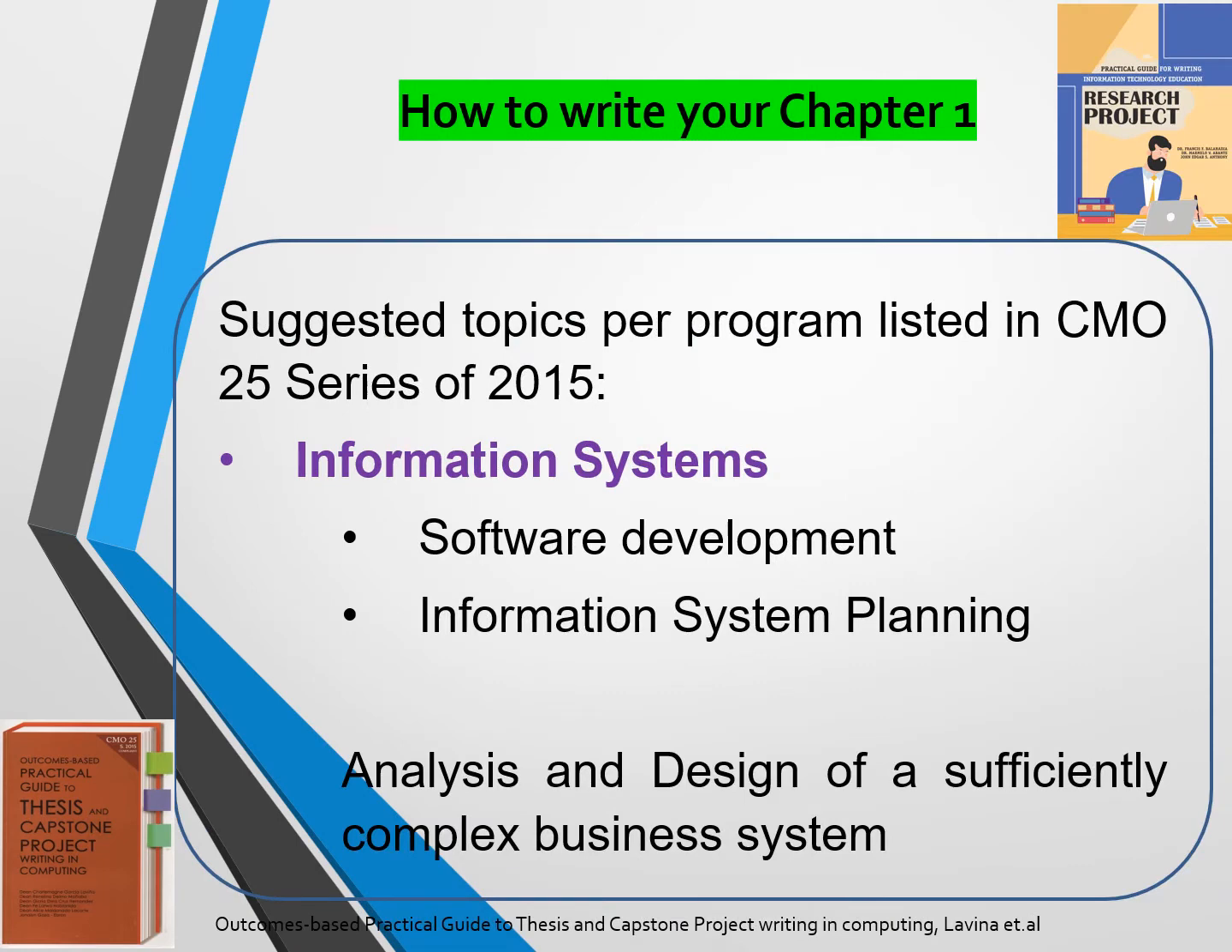Now, for information systems, of course, software development and information system planning. For software development, of course, software customization, information system development for an actual client, web application development, and mobile computing system. For IS planning or information system planning, the student could create a capstone project related to enterprise resource plan and information system strategic plan. Analysis and design of a sufficiently complex business system is also allowable in the information system track.